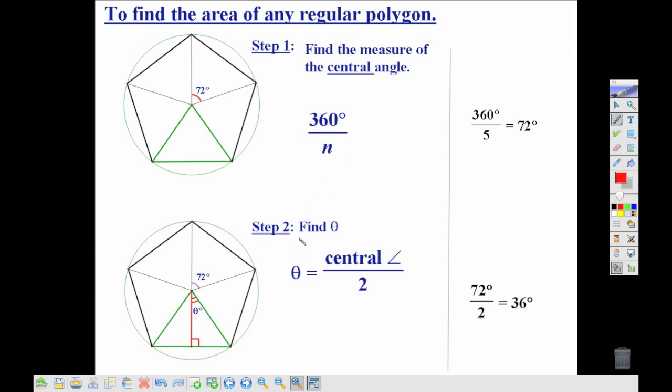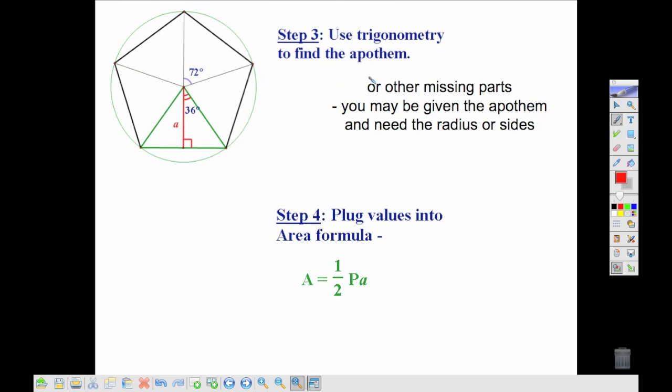In my second step, I need to find this angle right here. The reason we're finding that angle is we're going to be able to use sine, cosine, and tangent, which is our next step. So to do that, we know that since these are isosceles triangles, because they're all a radius of our circle, we can just divide it by 2. So if this one was 72 degrees here, we divide it by 2. This little angle here would be 36 degrees. That helps us because now we can use trigonometry to find our side, or if we have the apothem, it'll help us to find parts over here. After we find the parts that we need, we can plug them into the formula.